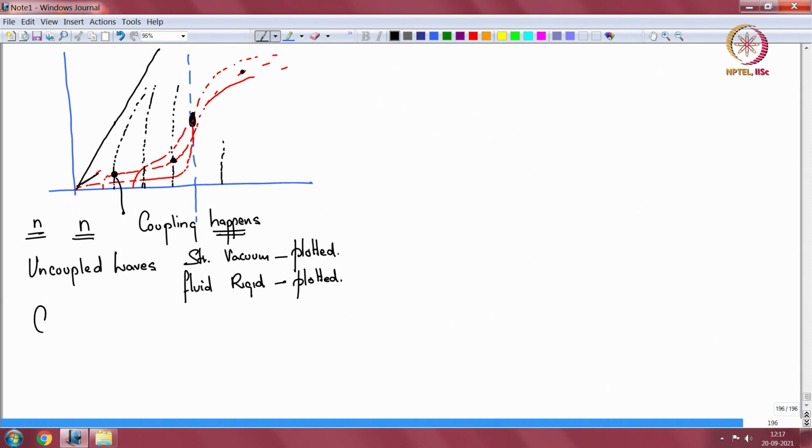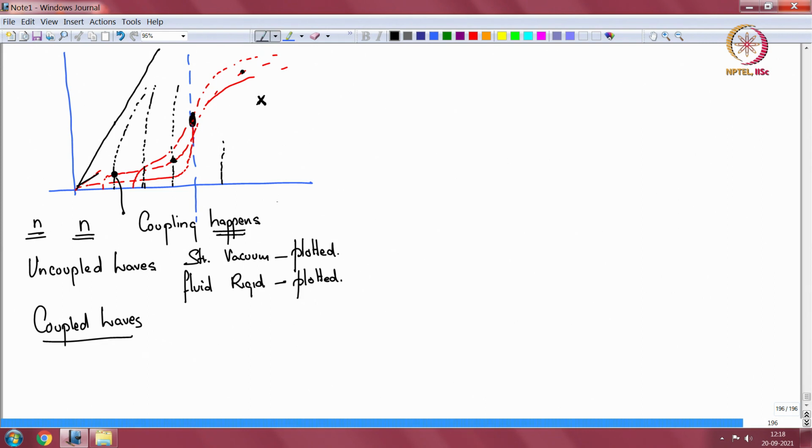However, actual waves are coupled. So in actuality, when both are present, this is not the picture. So I would like you to understand that. However, this way of plotting the uncoupled waves together gives us a physical feel for what is happening. Okay, so we will continue with that.